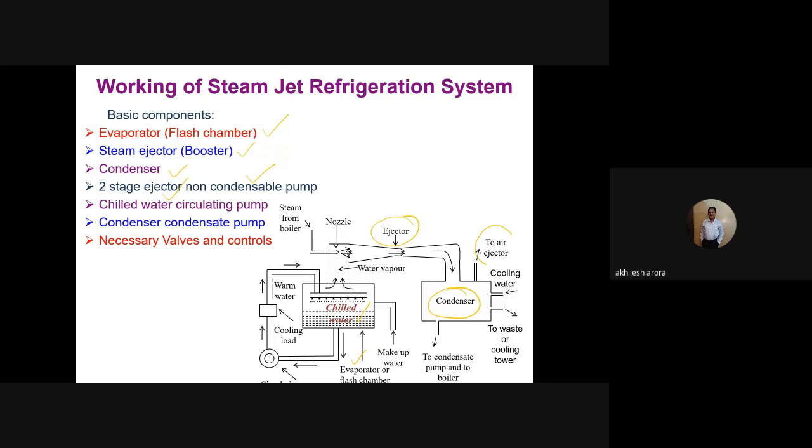This is the air ejector or the two-stage ejector, which is used for removing the non-condensable gases from the condenser, basically air which cannot be condensed in the condenser. Then we have the chilled water circulating pump here. Then the condenser condensate pump. Whatever steam is condensing is sent back to the boiler with the help of this condensate pump, and the remaining things are the necessary valves and controls. So I hope these components are clear to you.